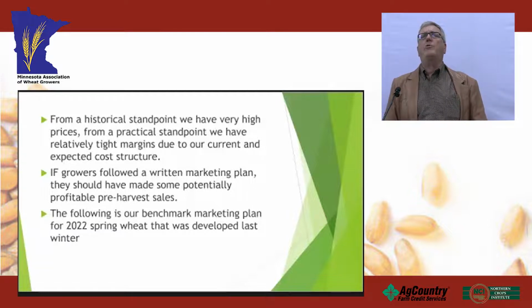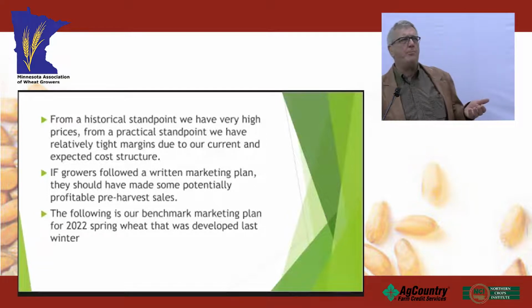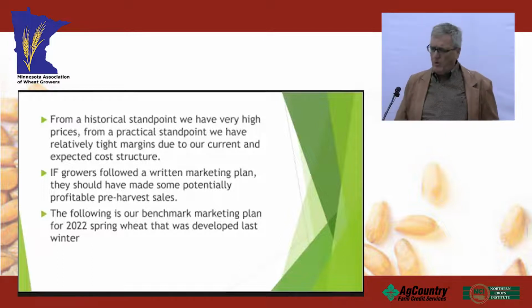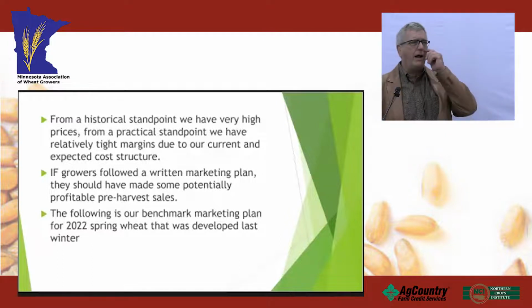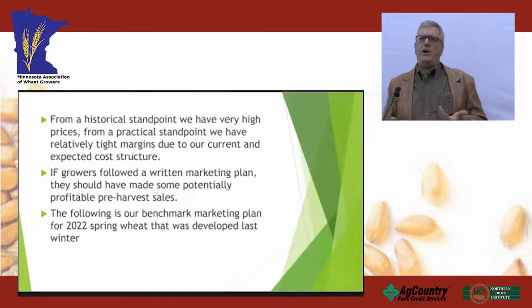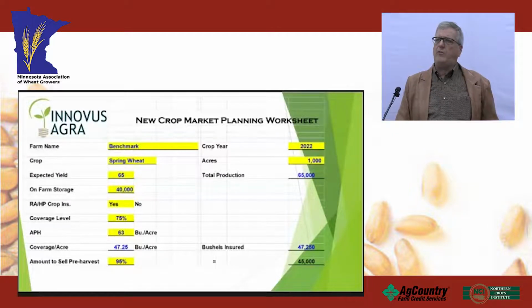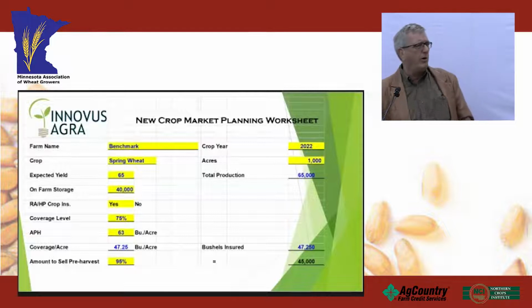If growers had followed a written marketing plan, they should have made some relatively profitable sales. I'm going to go through a couple of different examples on the benchmark plan that we put together each year, which was developed last late winter, early spring. We do everything in 1,000-acre increments. And in this particular case, we've had an expected yield of about 65 bushels per acre.